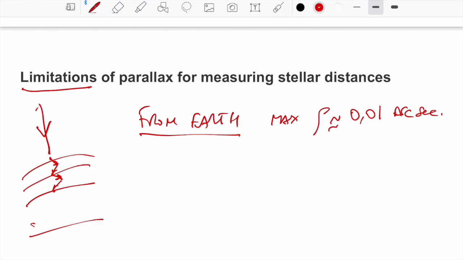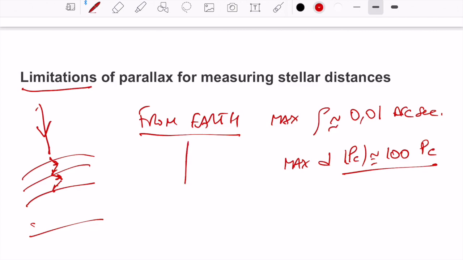So that means that the maximum distance in parsecs is around 100 parsecs. That means stars that are up to 100 parsecs are pretty close to us, 326 light years away. That means light from those stars has been traveling for 326 years. It's not too far away from us, even though it's a huge distance.